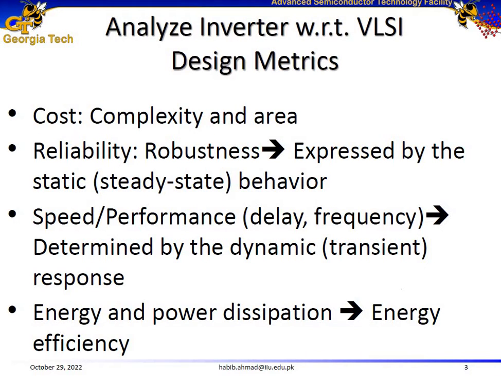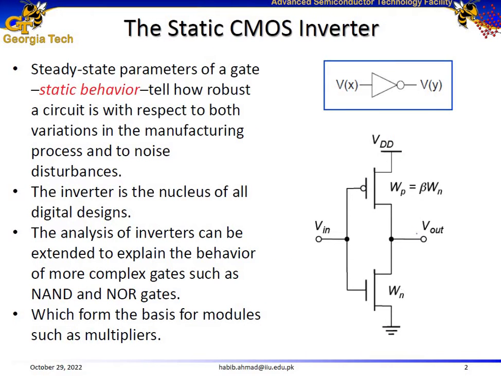And you might remember the performance, the quality metrics for VLSI design. So this chapter mostly focuses on the inverter and its quality metrics. Why inverter? Once again, going back to the previous slides, the inverter is the nucleus. It's the focus of all digital designs. And if you understand inverters, you can extend it to NAND gates, you can extend it to NOR gates, and you can extend it to so many other modules and systems as well.